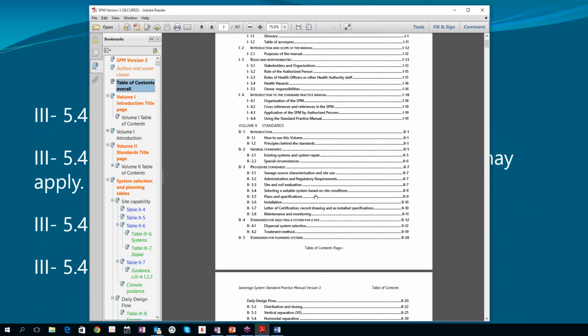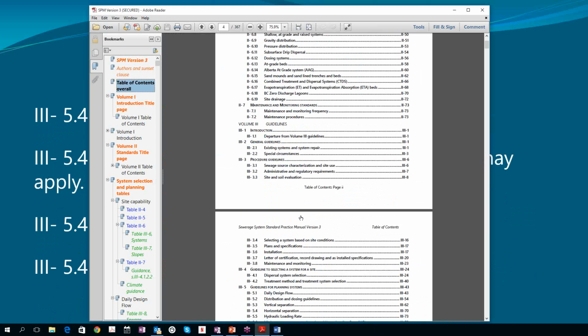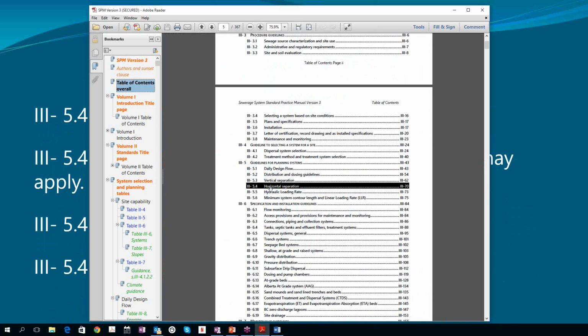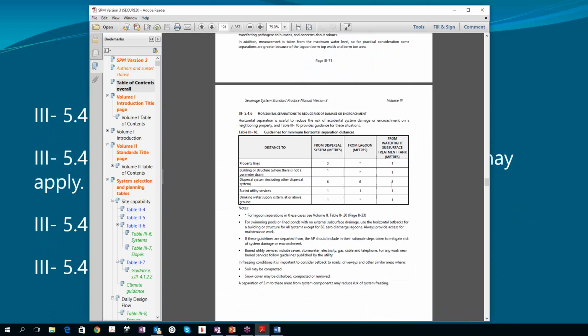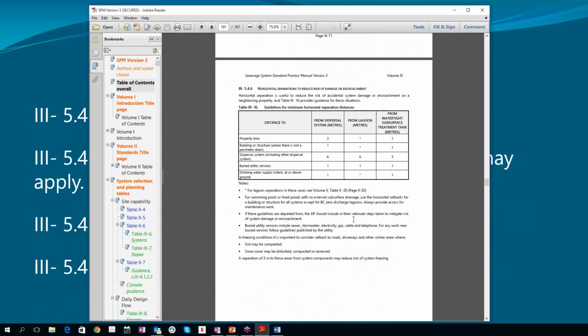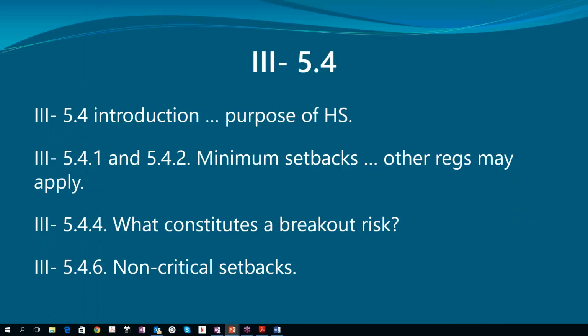So 3.5.4 gives us our non-critical setbacks. There, by the way, was definitions of breakout. There it is. That's where we get our horizontal setbacks to property lines and buildings where there's no perimeter drain, utilities, and so on. So that was a change.